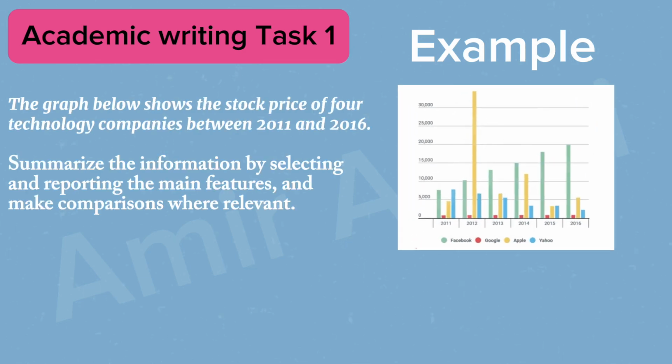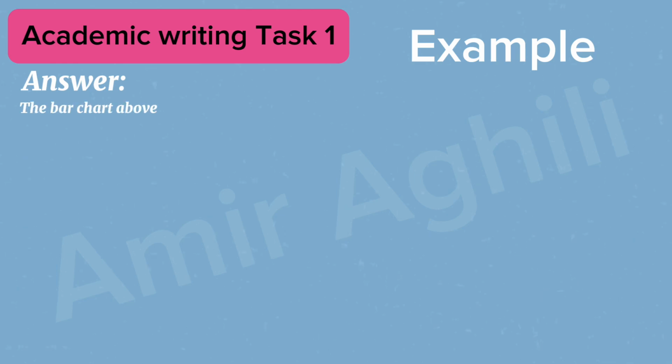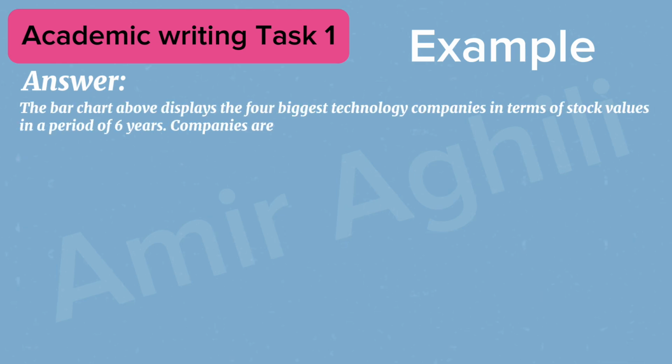The graph below shows the stock price of 4 technology companies between 2011 and 2016. Summarize the information by selecting and reporting the main features and make comparisons where relevant. So as you can see, the first paragraph is our introduction. I've just paraphrased it with my own words and I have not included any specific features or anything like that. It is only the question paraphrased.